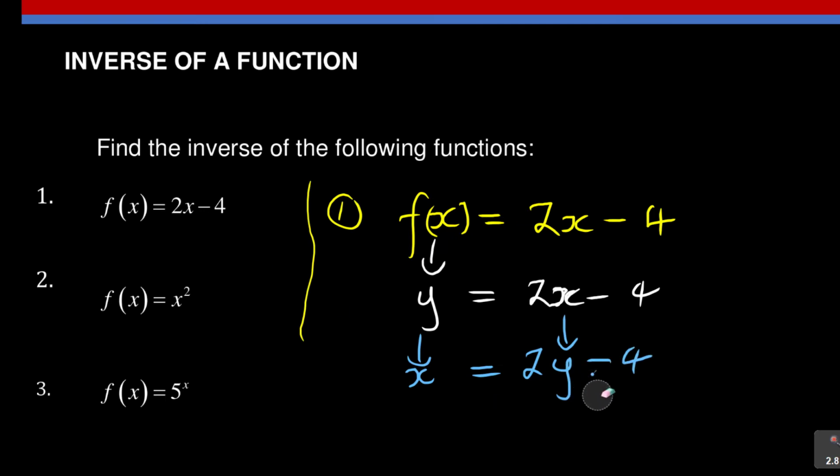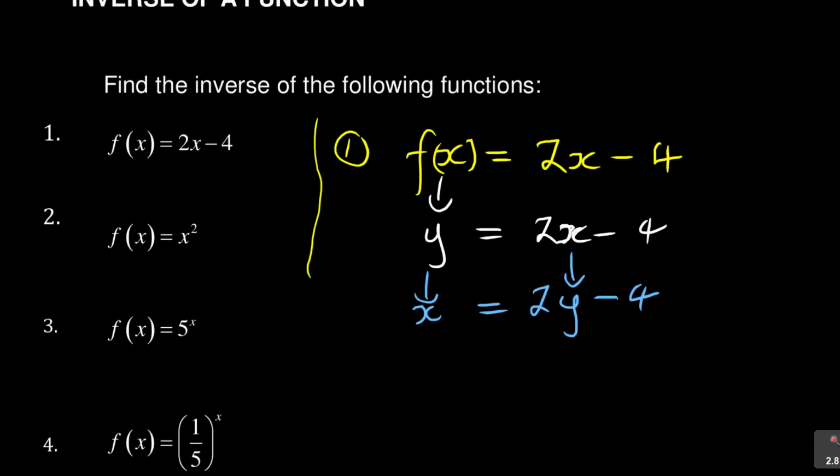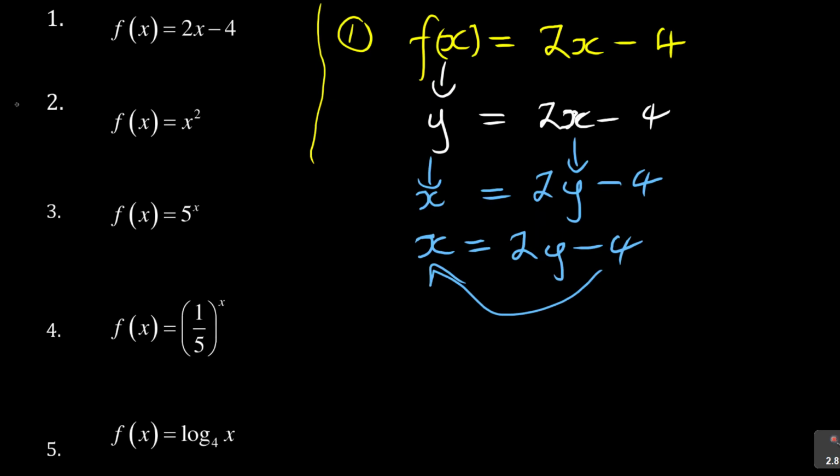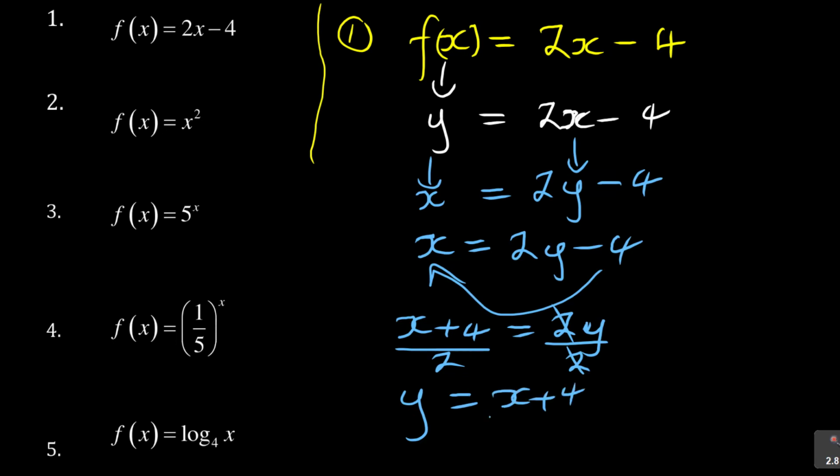Do you see what I did? You just have to interchange. F of x becomes y, y becomes x, 2x becomes 2y. And then from there you make y the subject of the formula. So you have x is equal to 2y minus 4. You take 4 to the other side, it's negative, it will become positive. So now you've got x plus 4 is equal to 2y. And then from here you need to make y the subject. You don't want that 2, so you divide by 2 on both sides. Then you have y is equal to x plus 4 over 2.